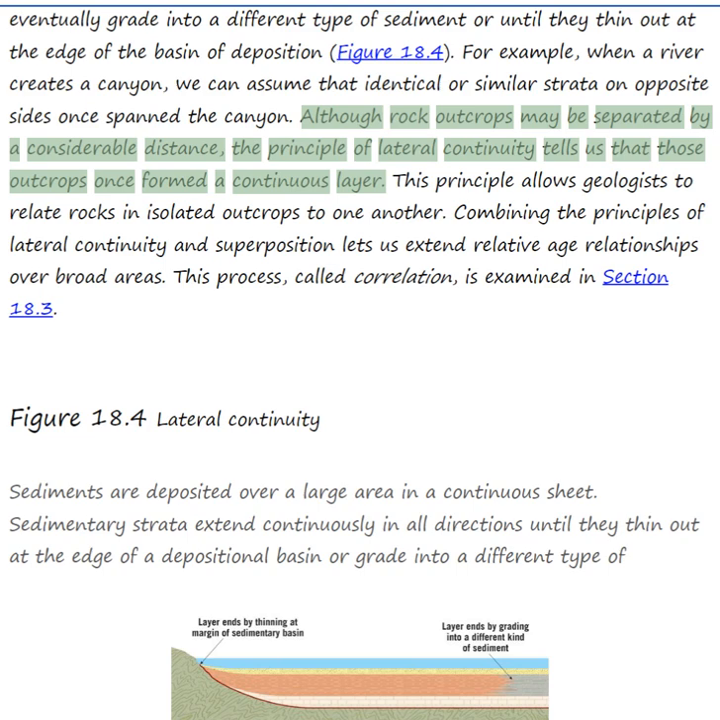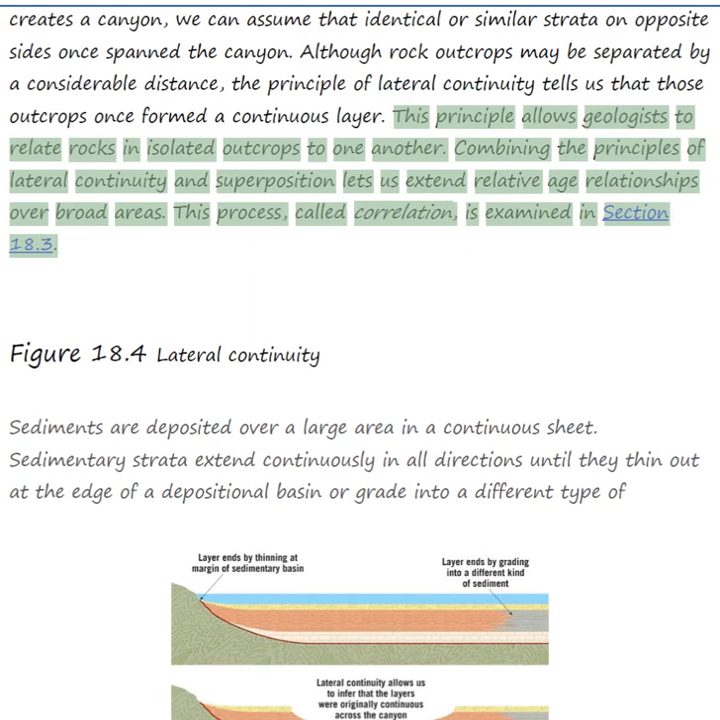Although rock outcrops may be separated by a considerable distance, the principle of lateral continuity tells us that those outcrops once formed a continuous layer. This principle allows geologists to relate rocks in isolated outcrops to one another. Combining the principles of lateral continuity and superposition lets us extend relative age relationships over broad areas. This process, called correlation, is examined in section 18.3.